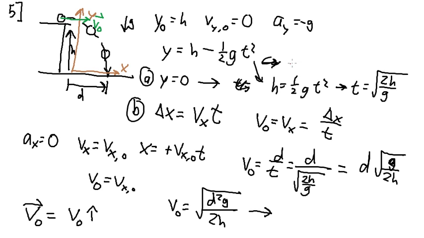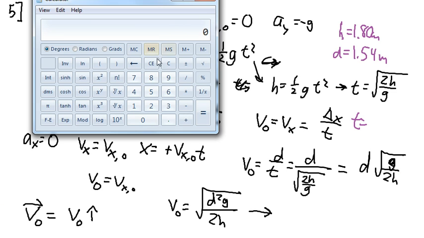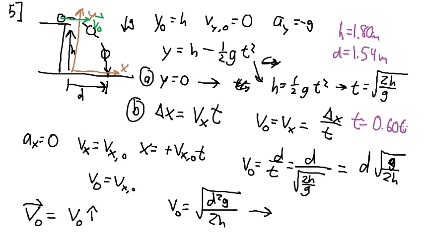My numbers were h equals 1.8 meters and d equals 1.54 meters. Actually, my height was 1.8 meters, so, okay. This gives us t equals, and I'm just going to pull the old calculator out. 2 times h, 1.8, divided by 9.8, and then we square root that, and so the time equals 0.606 seconds.